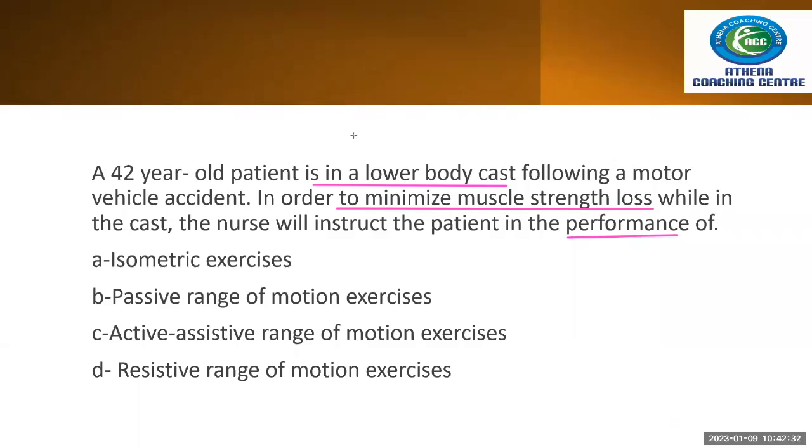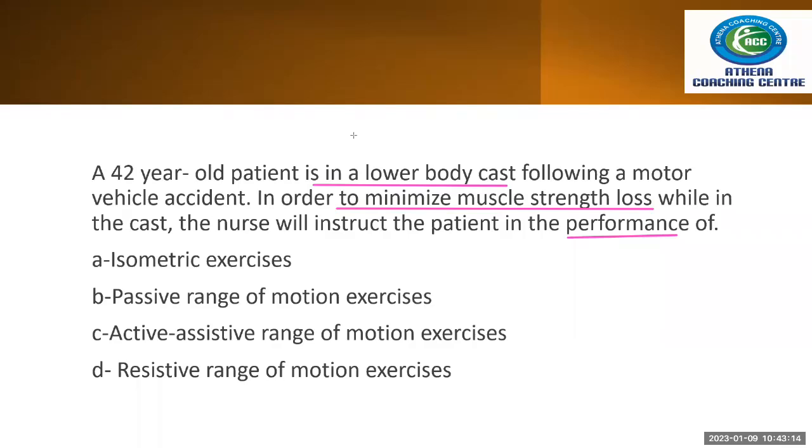And now we have two answers: isometric exercise and active assistive range of motion exercise. What is active assistive range of motion exercise? Please remember what is active range of motion exercise and what is passive range of motion exercise. Active range of motion exercise is performed by the patient himself under verbal order. For example, when you say lift your hand, the patient lifts; flex your hand, the patient flexes. Simply following verbal commands and doing them is considered an active range of motion exercise.